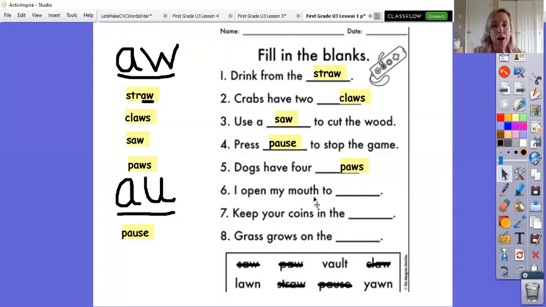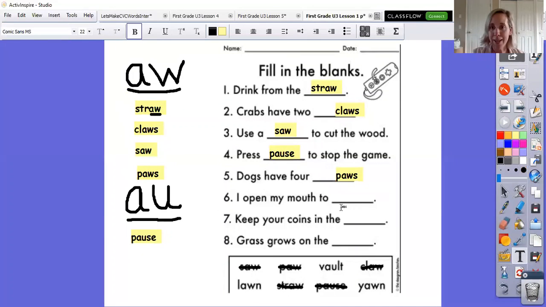I open my mouth to vault, lawn, or yawn. I think I'd open my mouth to yawn. All right, so let's see how it's spelled. Y-A-W-N. So I wouldn't spell it Y-A-U-N. I'd spell it Y-A-W-N. So there's another one. There's a lot of A-Ws, isn't there? Yawn would go over there.